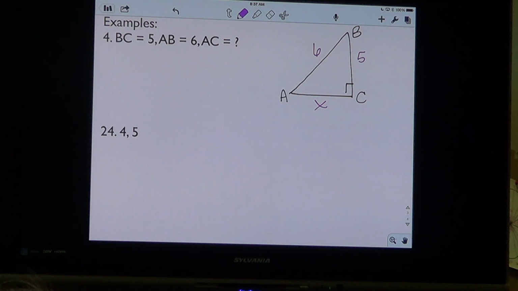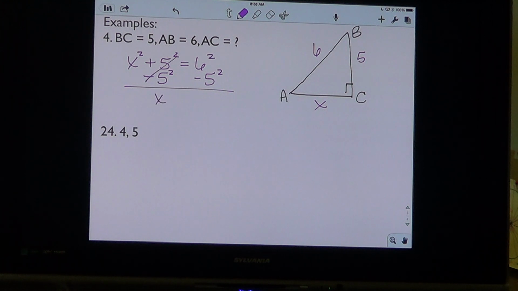Would it just be 6 squared minus 5 squared equals x squared? Yes, and I'm going to write it this way first: x squared plus 5 squared equals 6 squared, and then yes, you would subtract the 5 squared from both sides. So you'll have x squared equals, and what is 6 squared? 36, and 5 squared is 25, so it'd be 11. Okay? And so then how would you find x? Square root of 11.